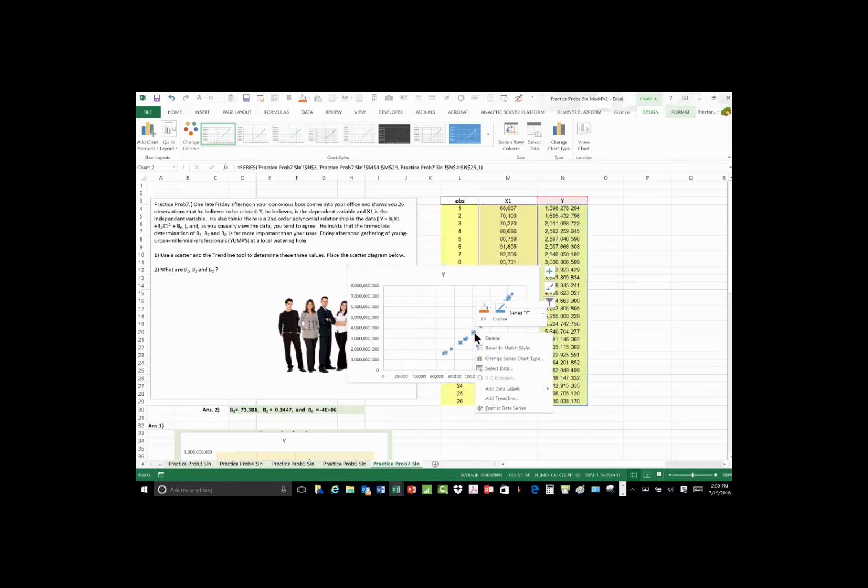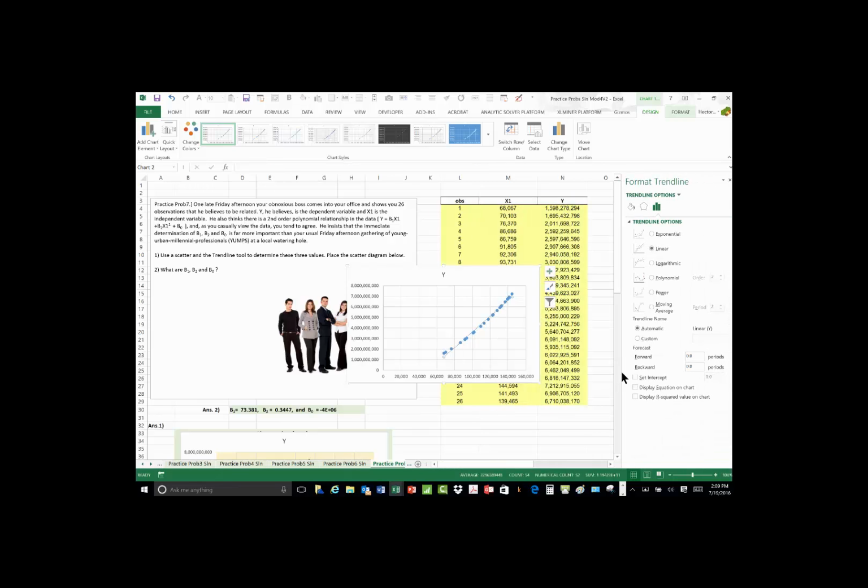I can right-click this. I can add a trend line. I then have some capabilities here, selecting the kind of trend line that I want. I want a polynomial of order 2. Why? Because we're squaring the variable x1. And then I want to display the equation and the r squared.